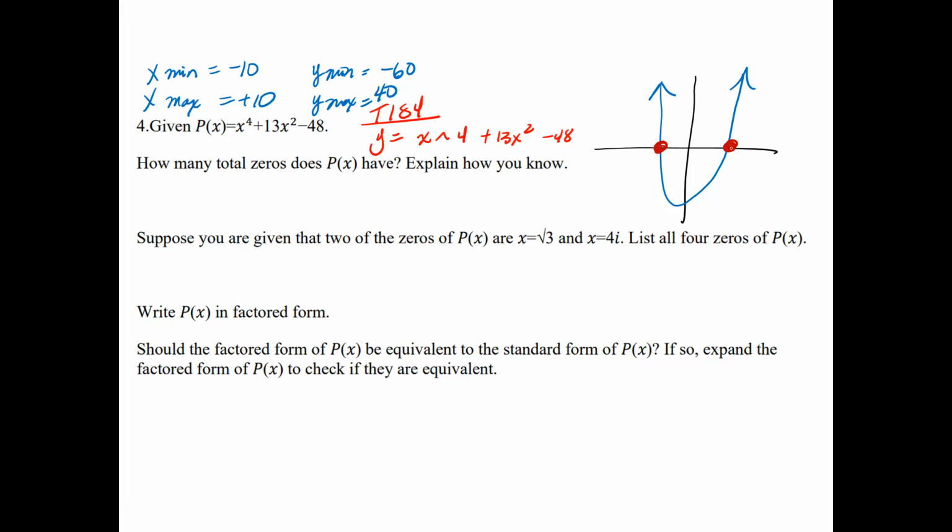And so how many zeros does it have? Explain how you know. Generally, you look at the highest exponent. If it has a 4, it basically means there are 4 possible zeros. Look at the highest exponent.